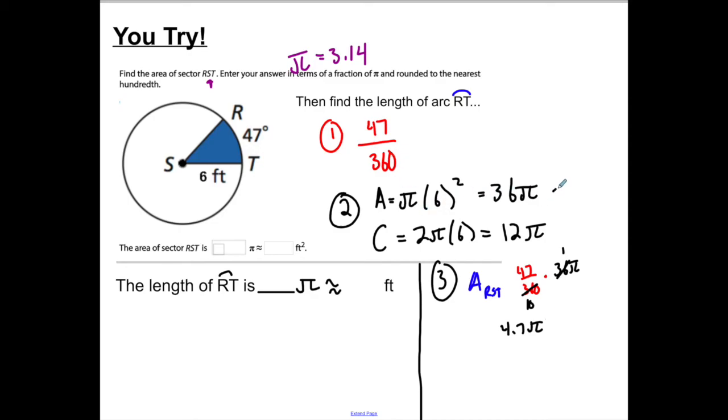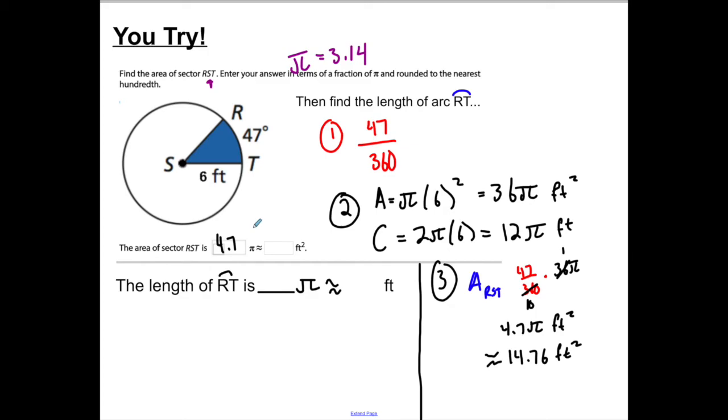And by the way, these are feet squared and feet. So it's 4.7 pi, or 4.7 times 3.14. Or in other words, and we want nearest hundredth, so it's approximately 14.76 feet squared. So for the area, I put 4.7 pi.